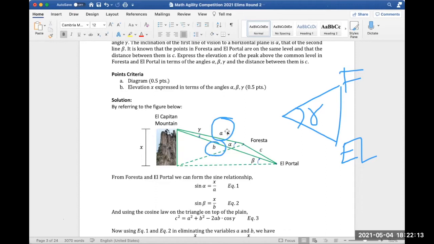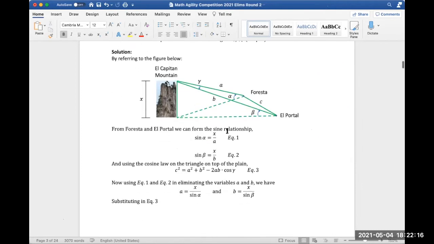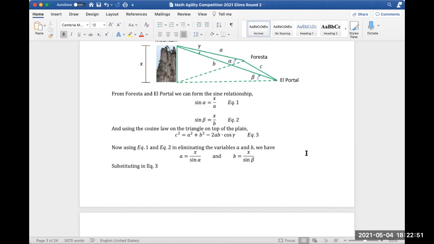So we can derive the first and second equations from sine theta, since we have the angle and we have the hypotenuse and also the given opposite side, which is X, right? The peak of the mountain. So the first equation we can get is sine alpha equals X over A, right? If you remember your SOH-CAH-TOA, sine would be opposite over hypotenuse. So opposite is X and your hypotenuse at Foresta is A. Now we can derive sine beta. So again, SOH-CAH-TOA, sine is opposite. So opposite is X, which is this, and the hypotenuse at El Portal is B. So we got the value of B here. So we have now two equations.